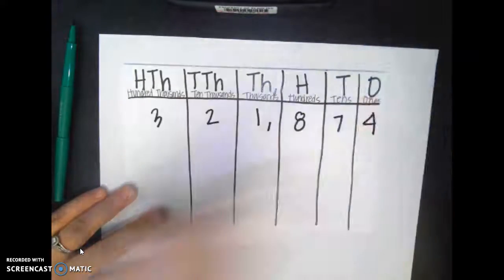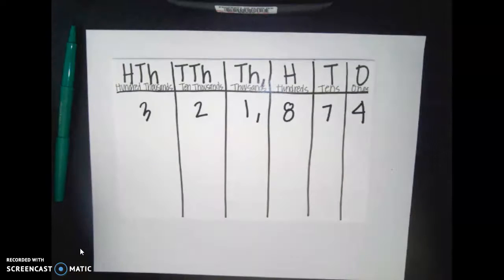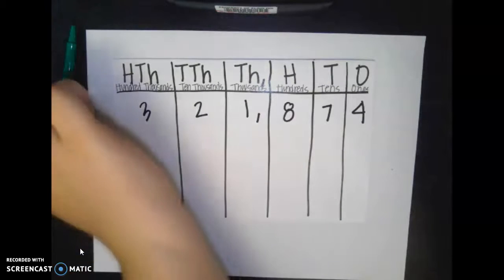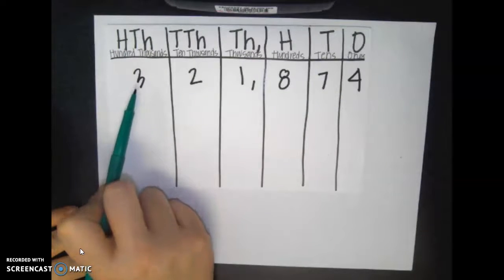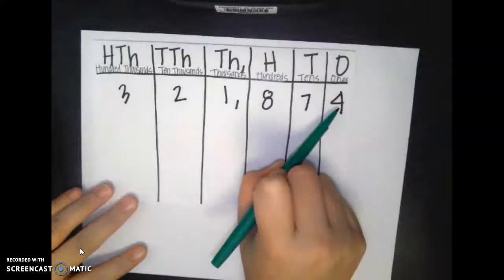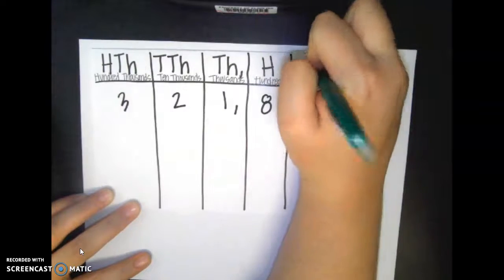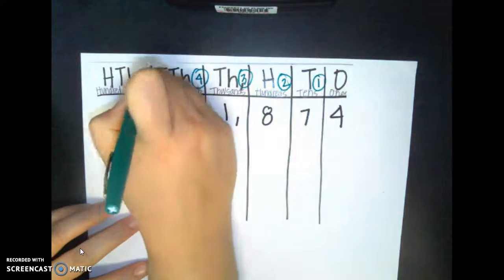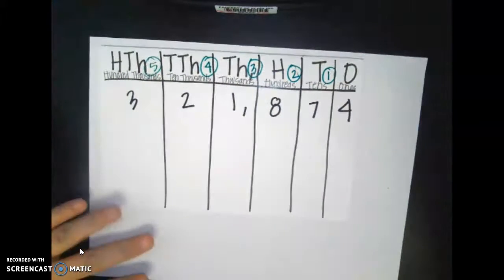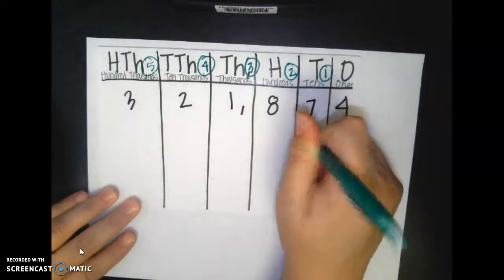I'm going to do 321,874. Okay, so there's my number. And I want to put this in expanded form. Well, let's do our little trick. We don't have any zeros here. We have 1, 2, 3, 4, 5. Okay? So you can even write this.